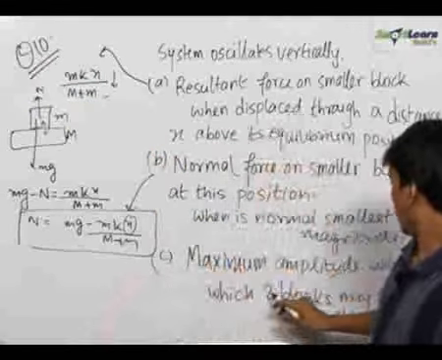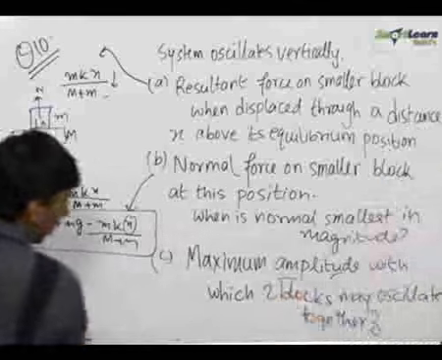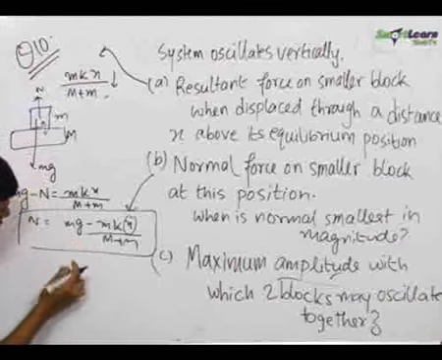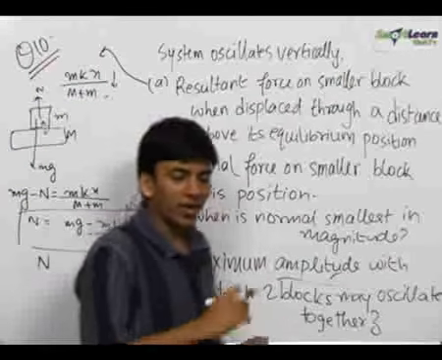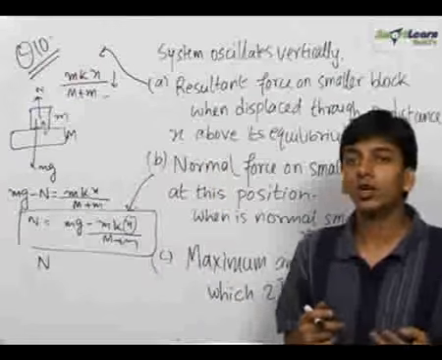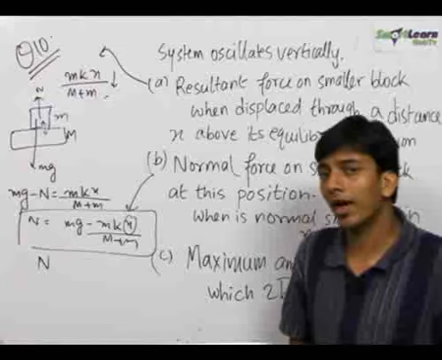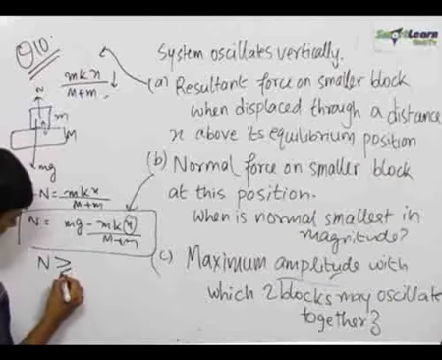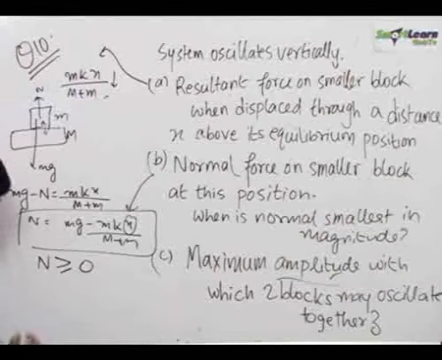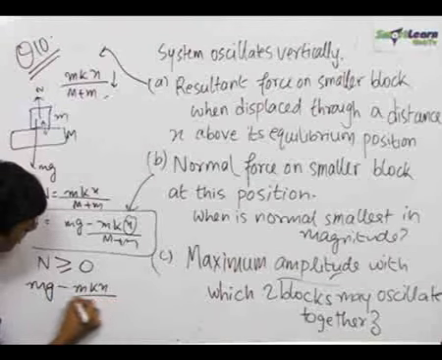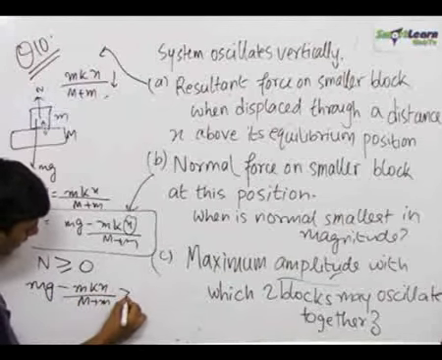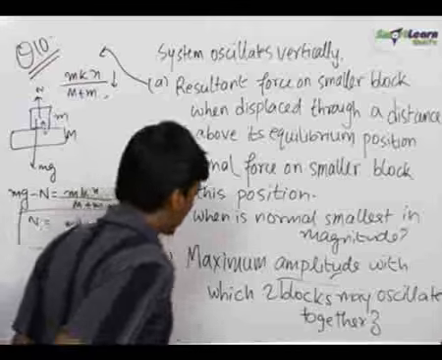So for the maximum amplitude with which the two blocks may oscillate, so that the two blocks remain in contact, always remember, whenever there is a question of the two blocks remaining in contact, the condition you have to apply is that the normal reaction is greater than or equal to 0. Therefore, we write mg minus mkx upon (m plus m) is greater than or equal to 0.